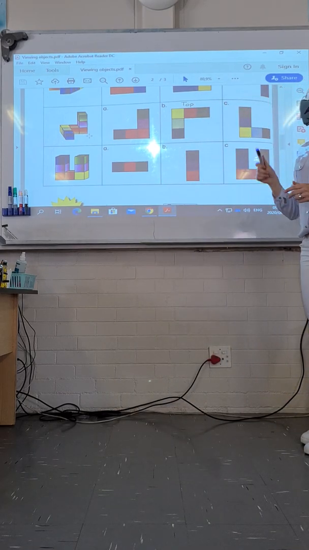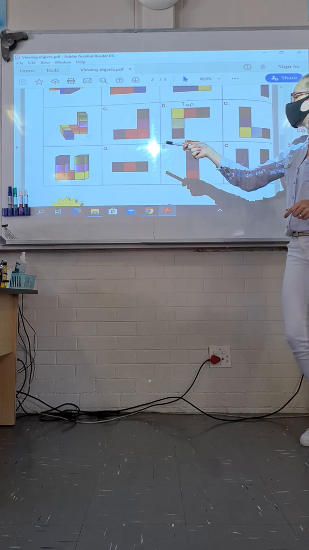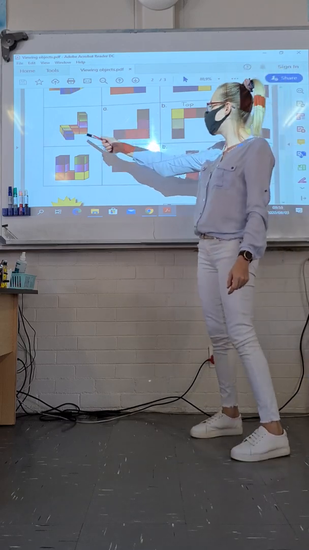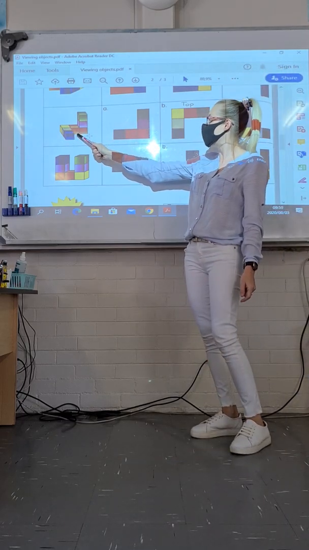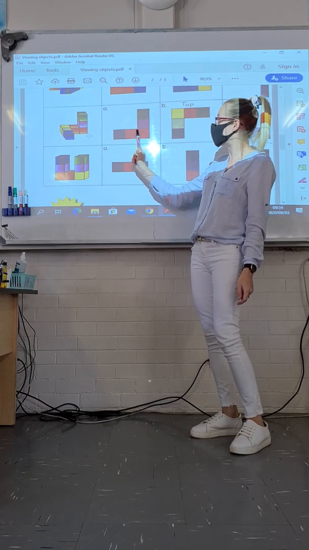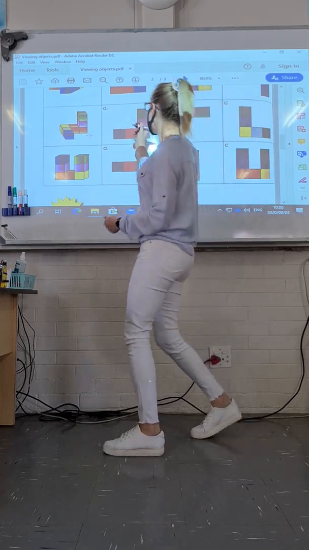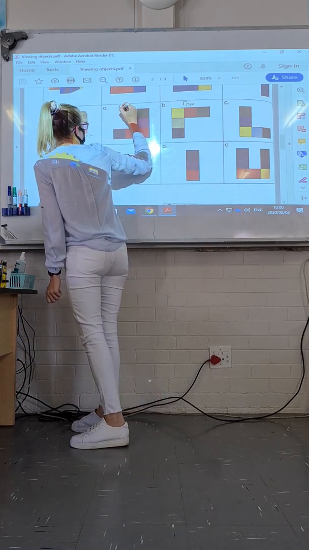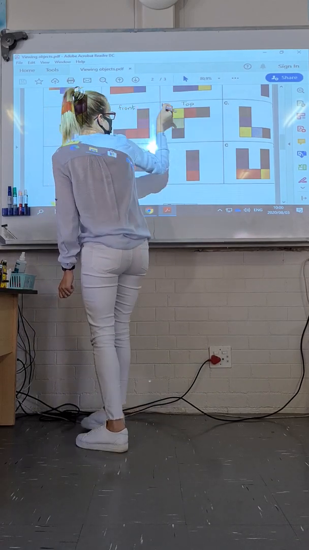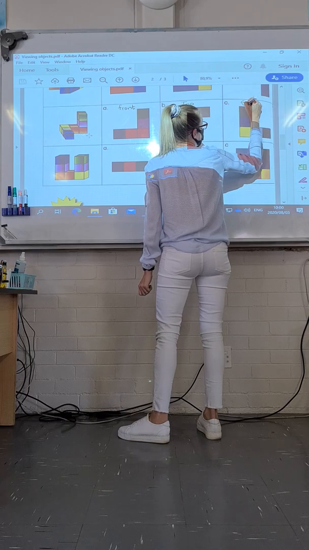So what would front look like? If I had to look at it straight from the front, I would see blue, red, red, blue, red, red. I would see purple and green. So don't you think this would be front? Yeah, and then C would be side.